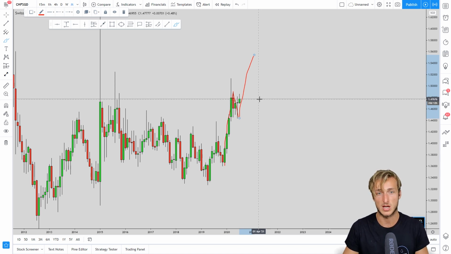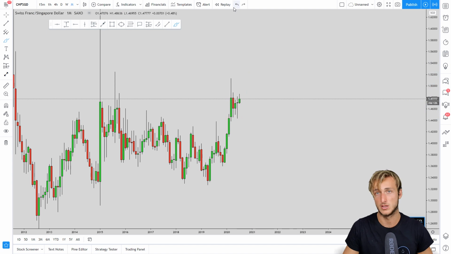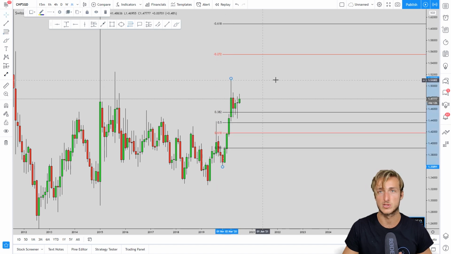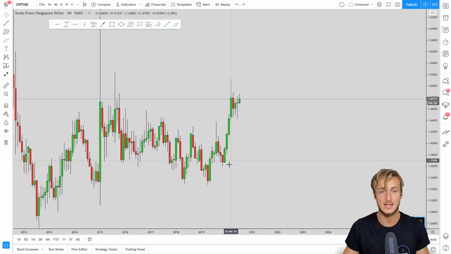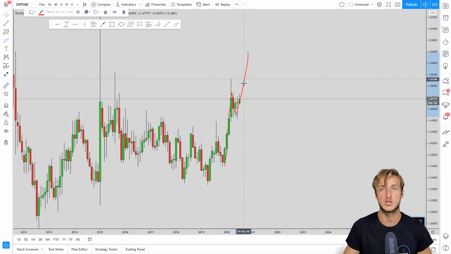So you have an impulse, a correction. If you want to measure the correction, what are you supposed to be doing? Taking your Fibonacci from the low to the high of the impulse. And what you can see is that the market retraced exactly to the 0.382 Fibonacci retracement, which is exactly where you would like to see the market retrace to if it is in a strong trend. And in this case, definitely the market is in a strong trend. You have a very strong impulse, you want to see the retracement and the continuation to the upside.